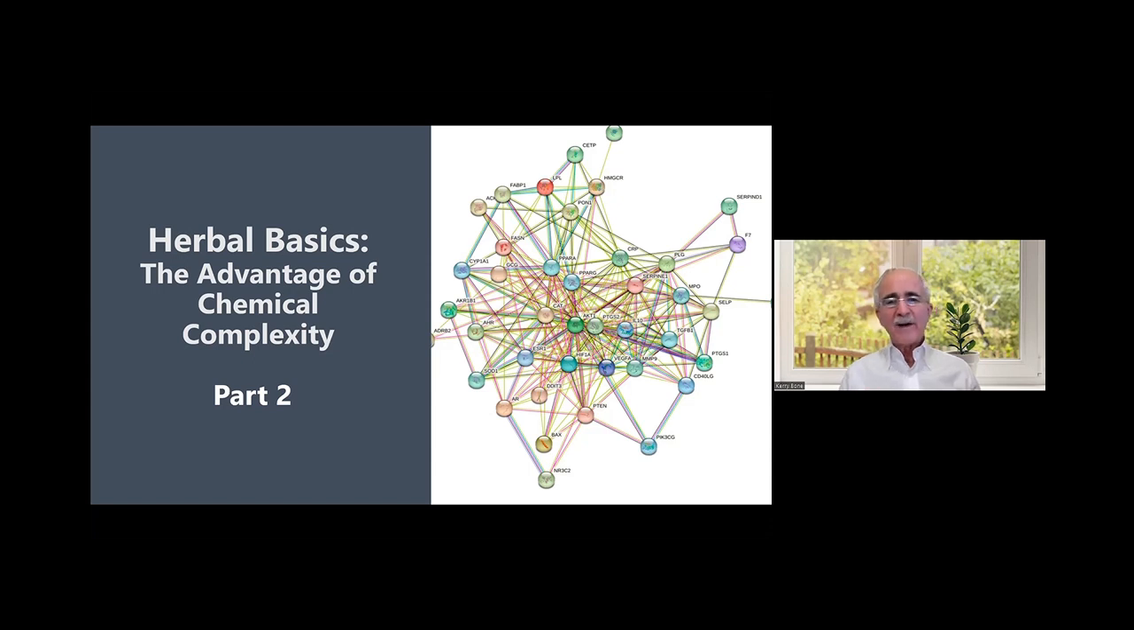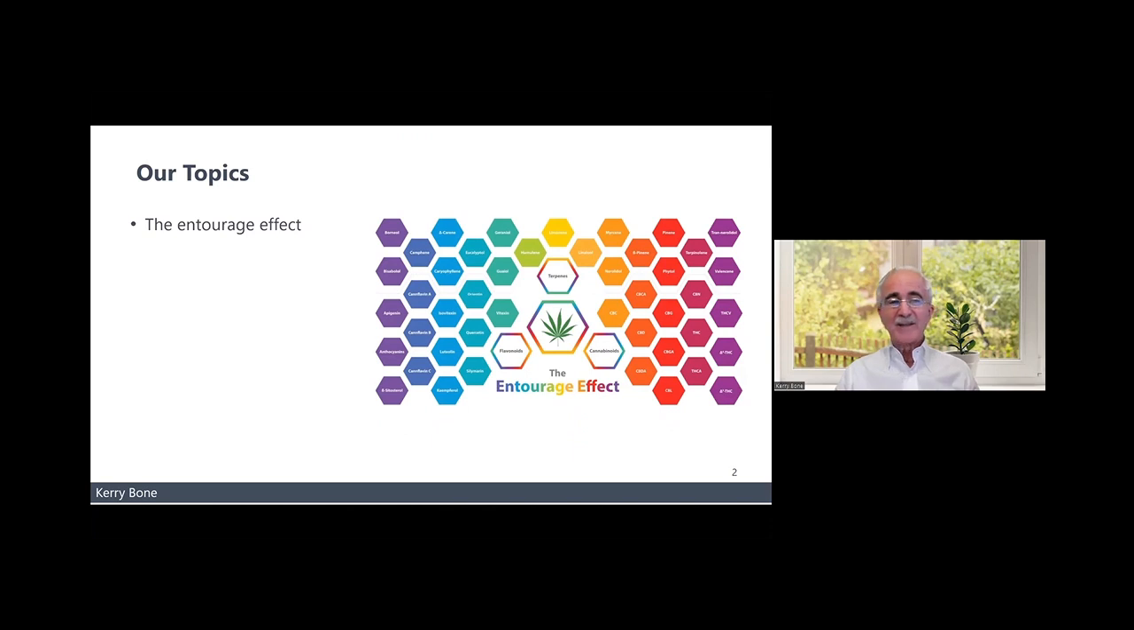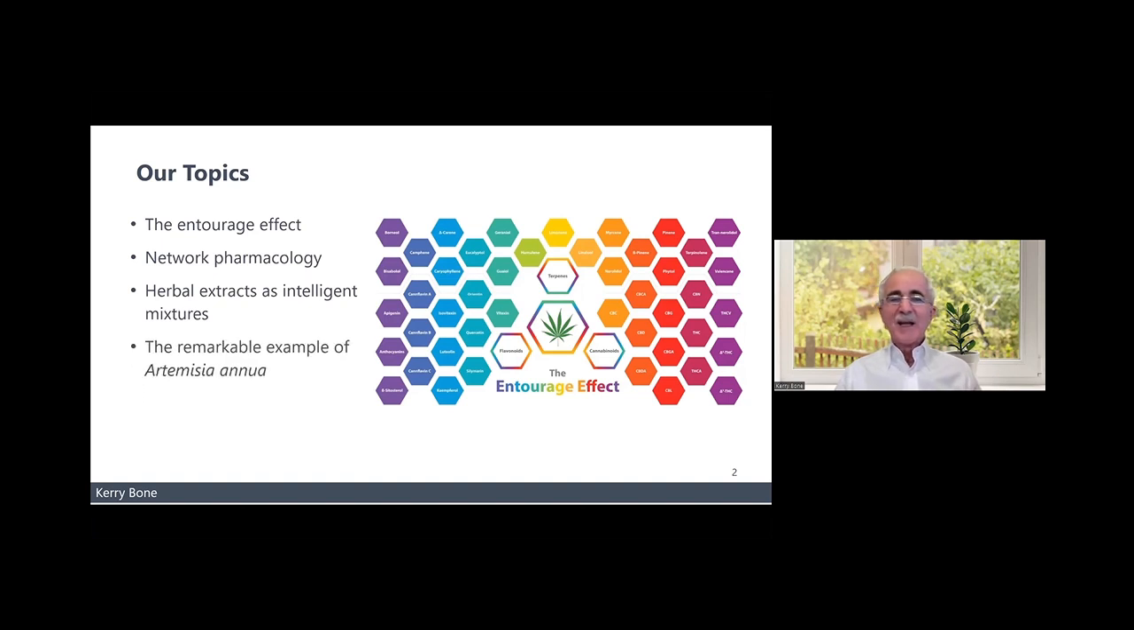Quite often when we hear people talk about the synergy of herbs, really they're talking about other phenomena, backed up by synergy, no doubt, but much broader. And that's what I'll be discussing in this part 2. We're going to start off by looking at the entourage effect. And then this really central concept of network pharmacology, backed up by the proposition that herbal extracts are intelligent mixtures. And I'll illustrate that this is not just theoretical by a remarkable clinical example of the use of the herb Artemisia annua.